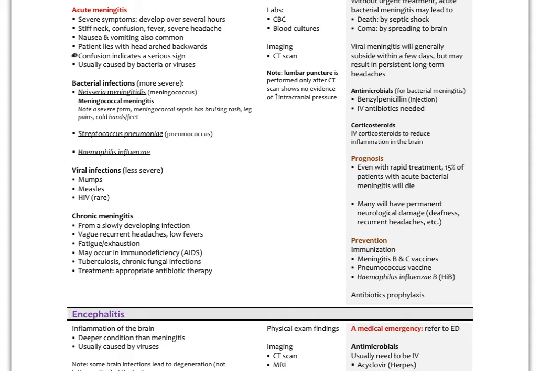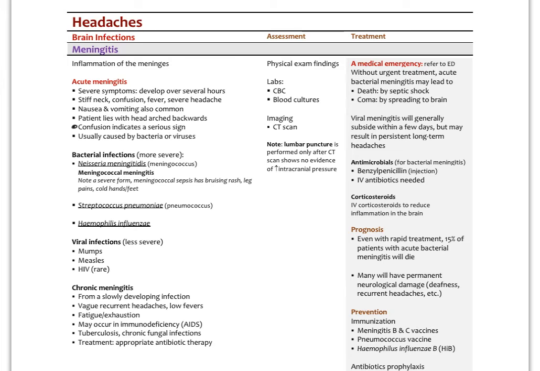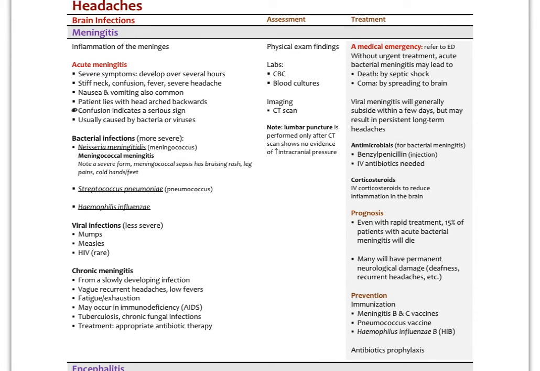Vague recurrent headaches, low fevers, usually patients are very fatigued, exhausted. That might occur in immunodeficiency states like HIV infection with AIDS, also tuberculosis, chronic fungal infections, and the treatment here is with the appropriate antibiotic therapy. So the physical exam findings are pretty characteristic here, and we're going to see meningeal irritation signs. And then labs, our complete blood count, blood cultures might confirm.